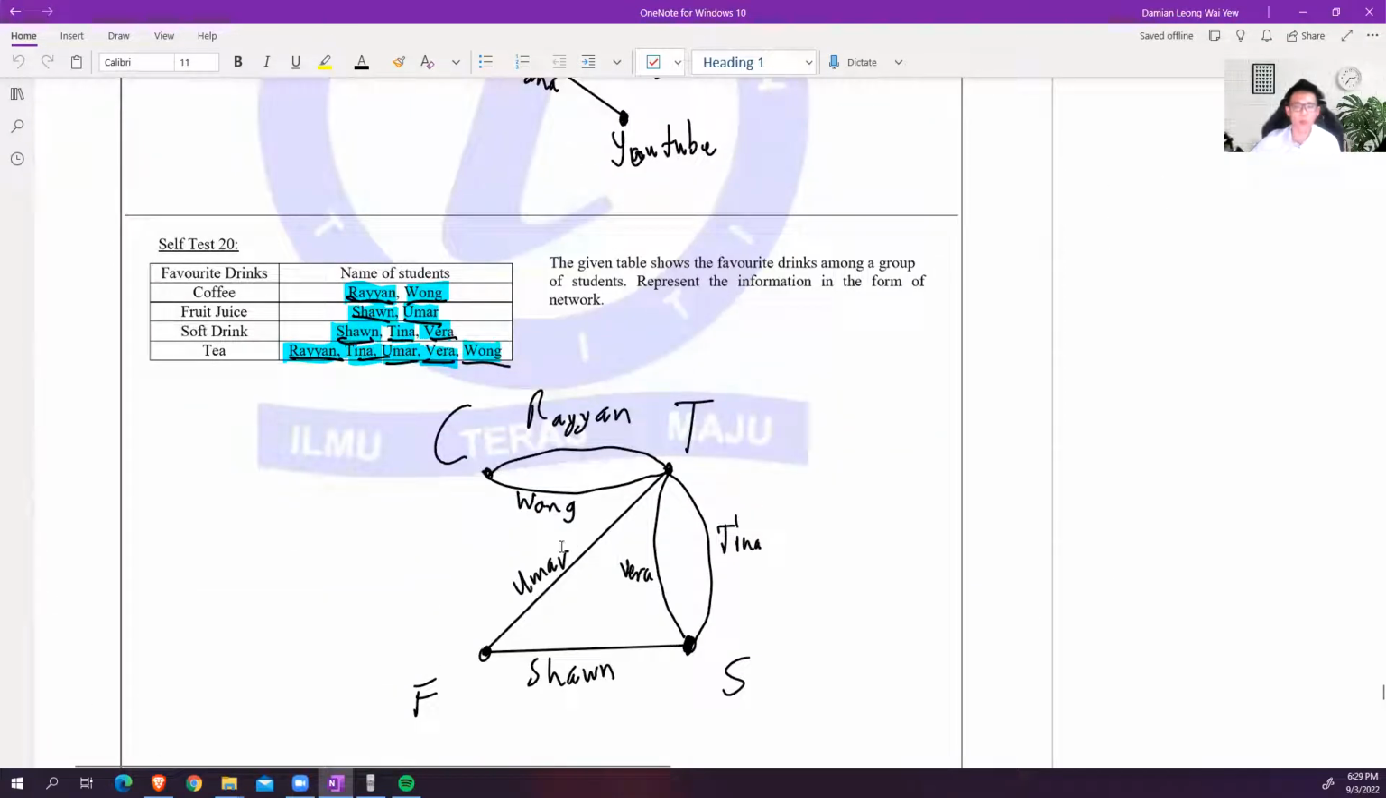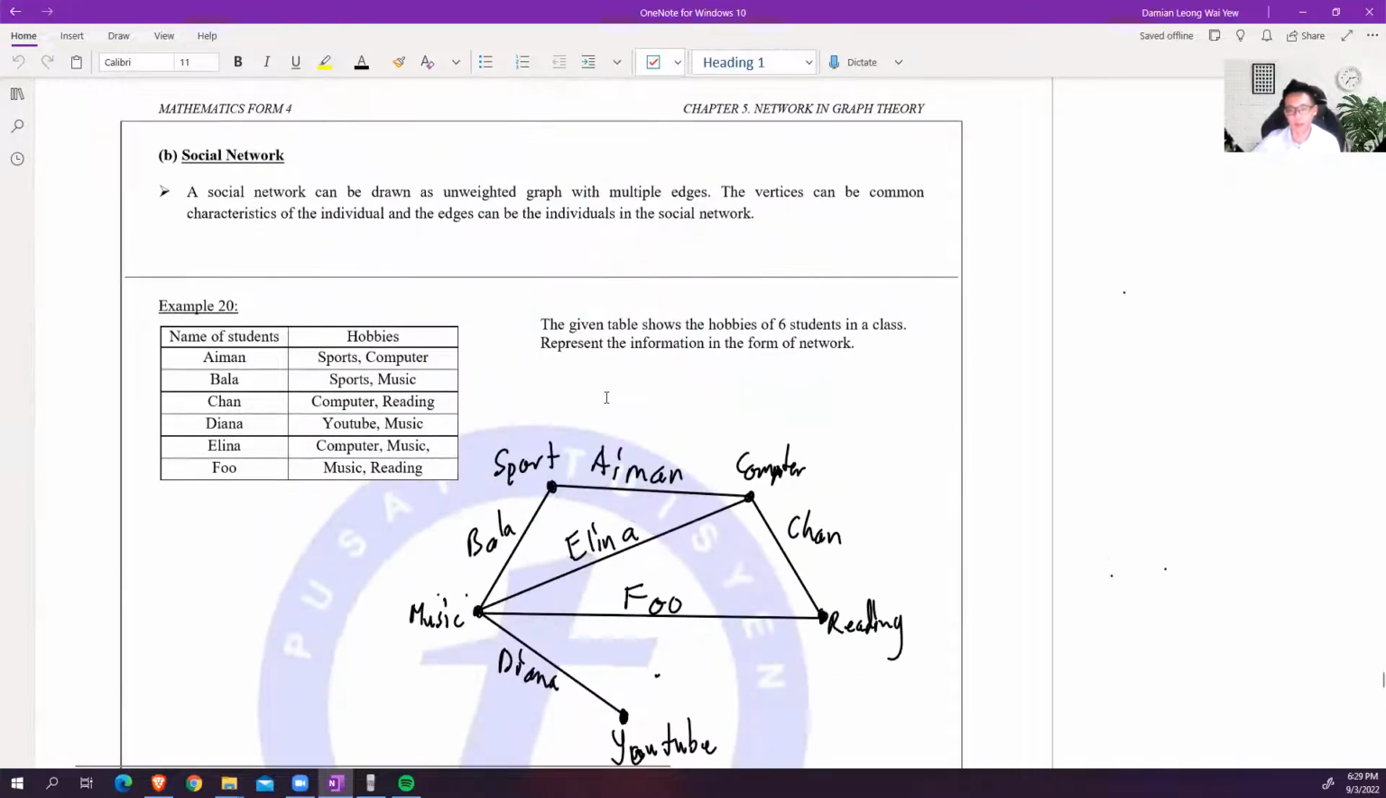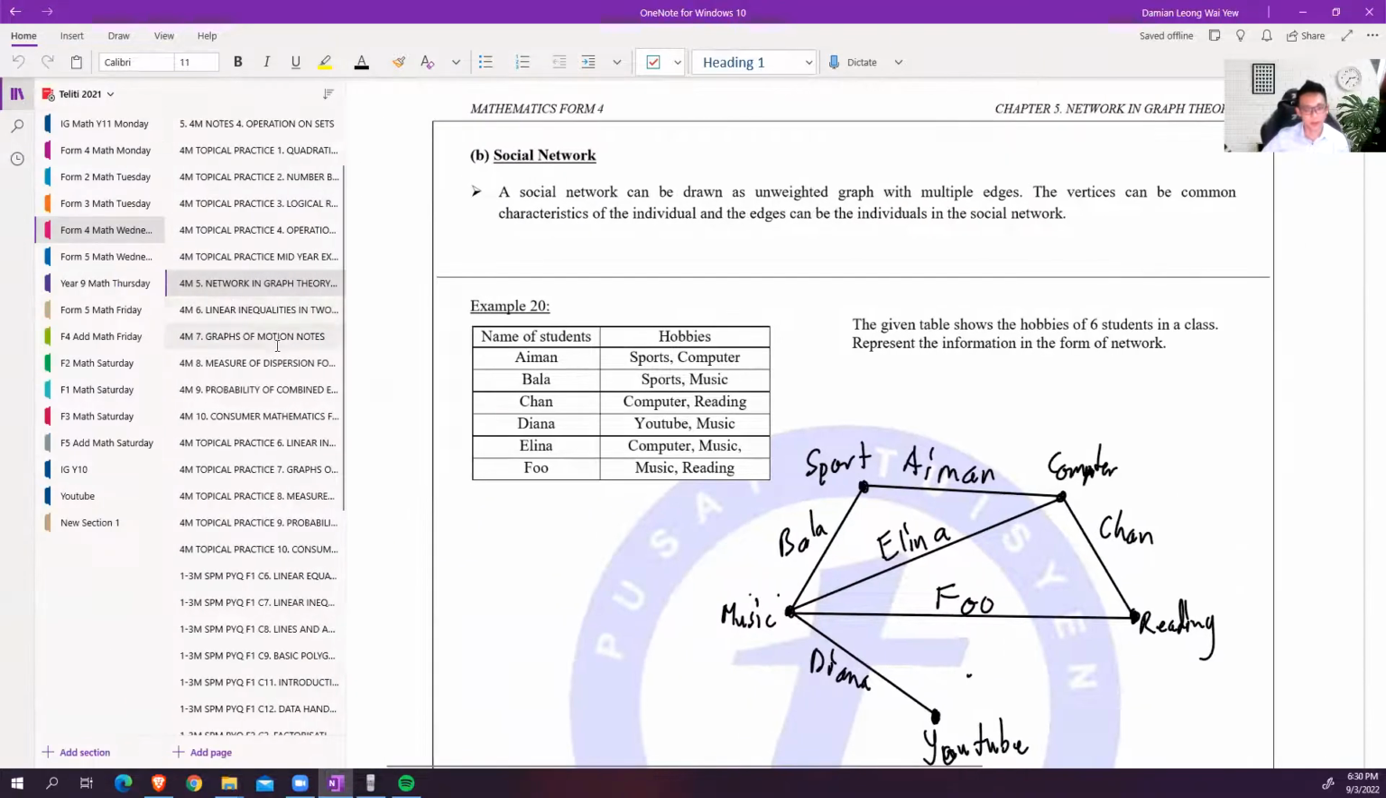And sometimes we may need to draw the graph out. If you're not familiar, then you can just practice. It's just by logic. There's not really a special way to do it. Yeah, that's for chapter 5.